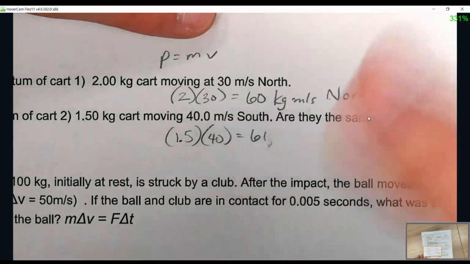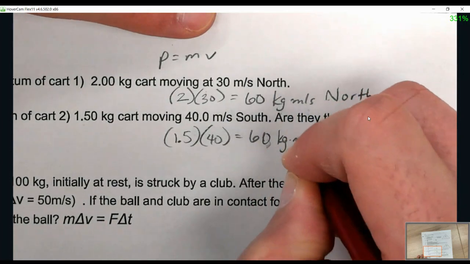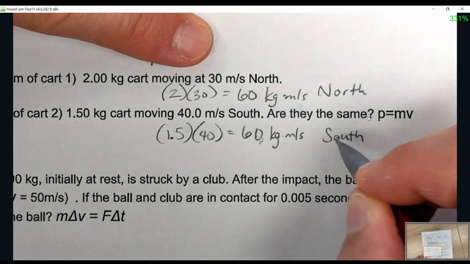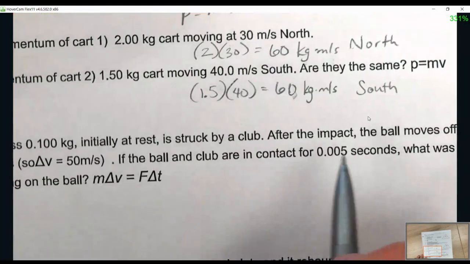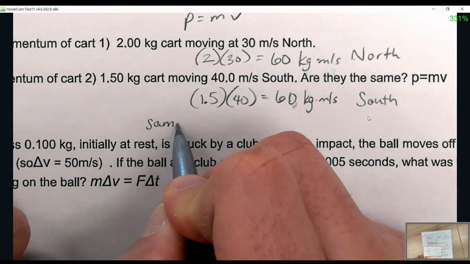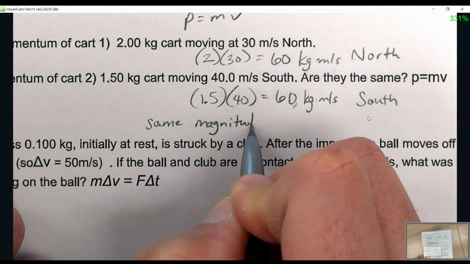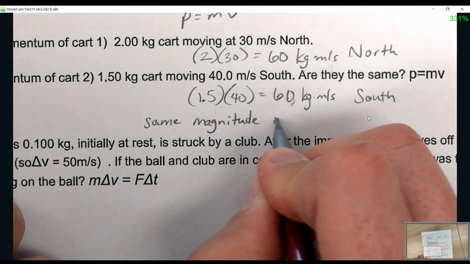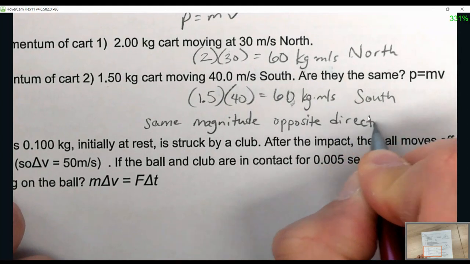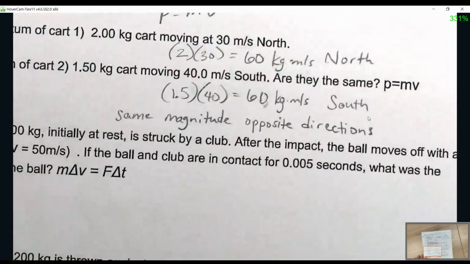This is also 60 kilogram meters per second, but it's moving to the south. And it asks, are they the same? All right, and I'm pretty much going to say it's the same magnitude. So the same number, in the opposite directions.